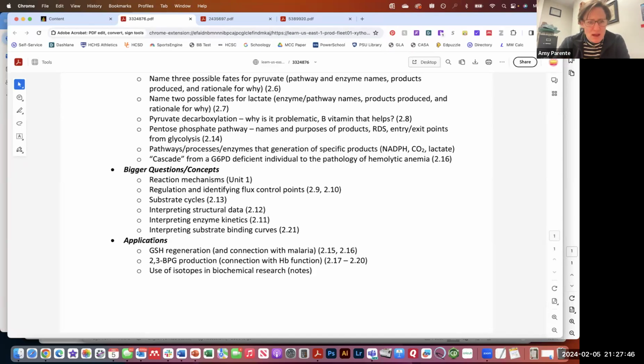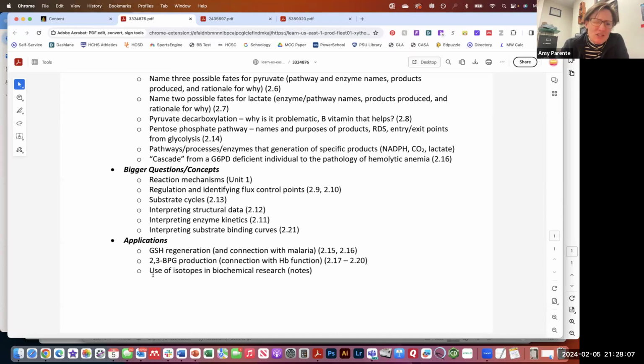And then we talked about glutathione regeneration and how that connects with malaria, right? Because somebody who is more subject to hemolytic anemia is less likely to be infected with malaria, because that malarial parasite can't grab a foothold. We talked about the connection of 2,3-BPG with hemoglobin function.